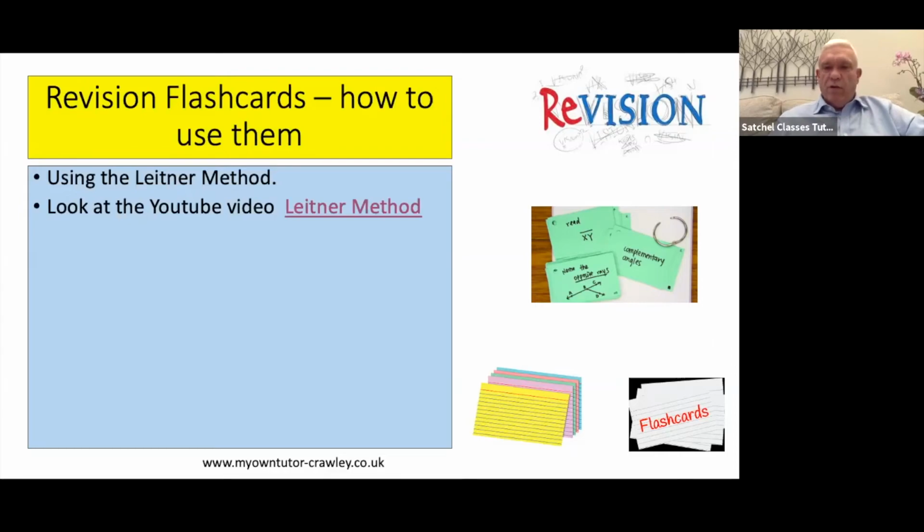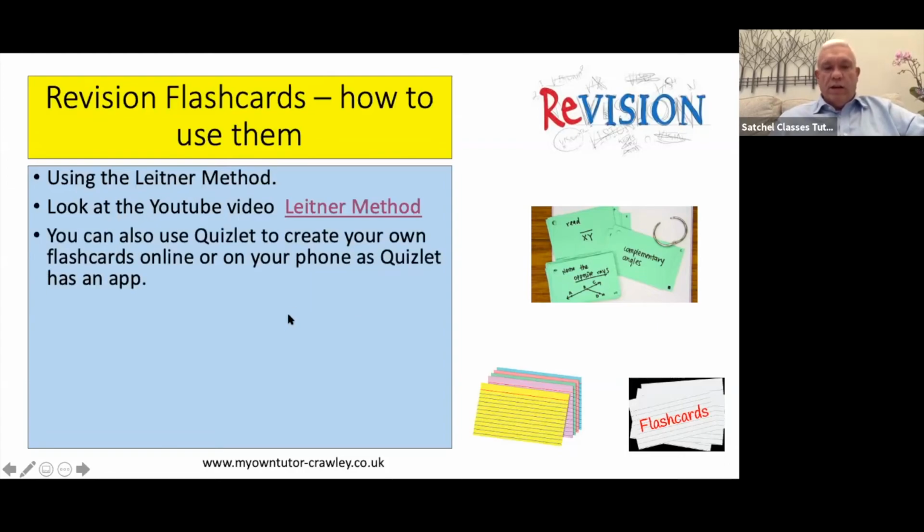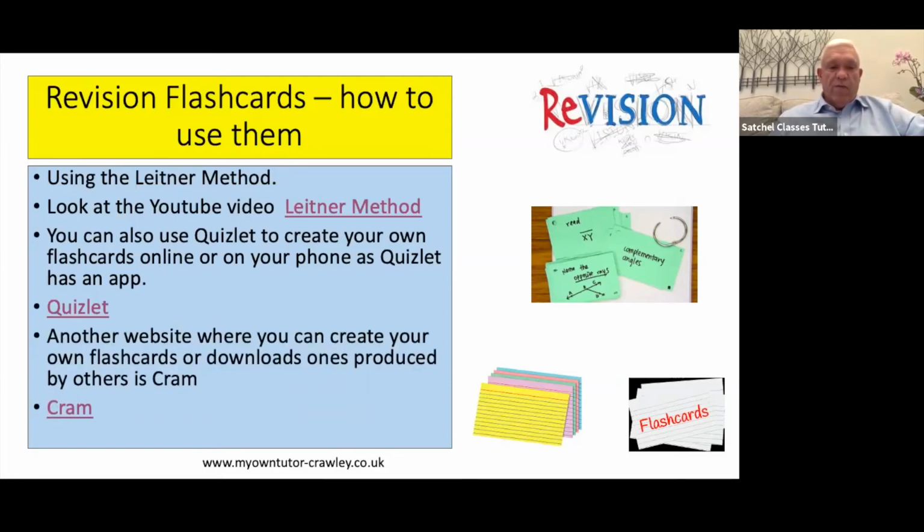But if you Google or go to YouTube, look at the Leitner Method, you'll be able to see how it works. Quizlet is another website you can use. Create your own flashcards online as well, or on your phone, and it's got an app as well, and there's a link to it. Another website you can use to create your own flashcards is one called Cram. Very good as well. Take a look at it.